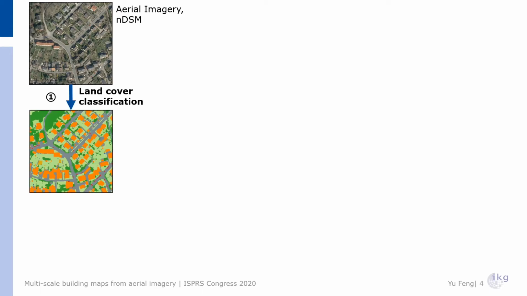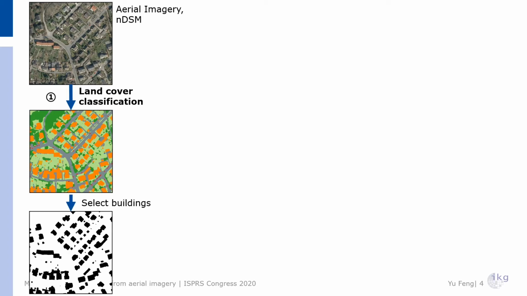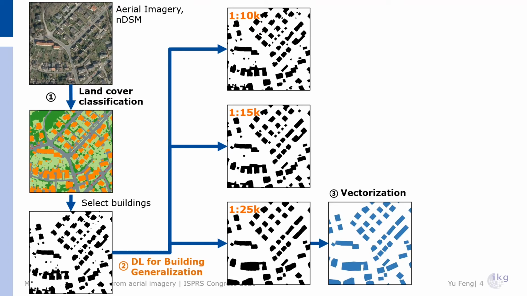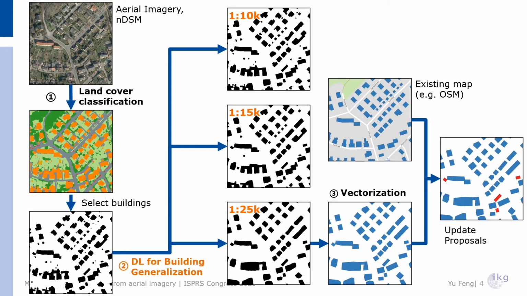With this, we built the following pipeline. The aerial imageries are first classified using a land cover classification model to detect the buildings. Then the building blocks are generalized with the convolutional neural network model we have learned, and then we vectorize them and compare with an existing vector layer in the database. Then we detect the changes and provide the proposal for changes.